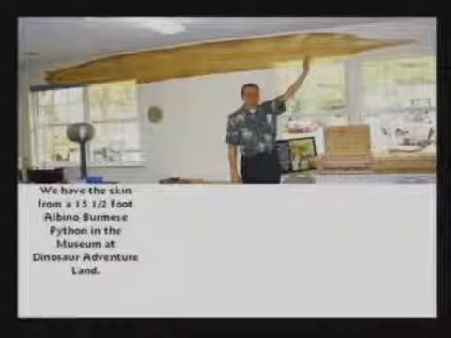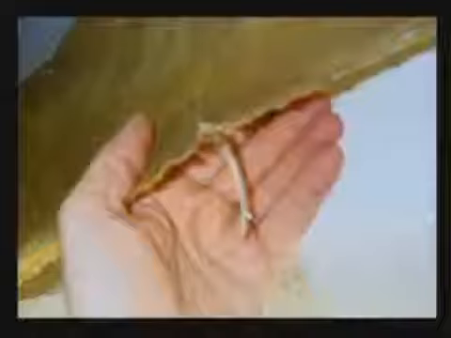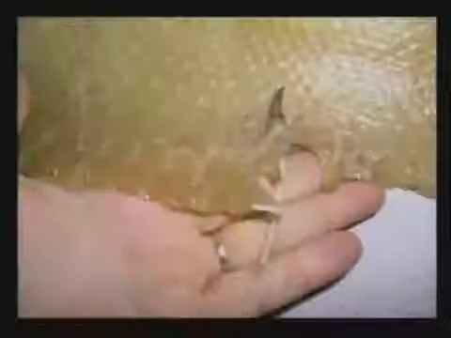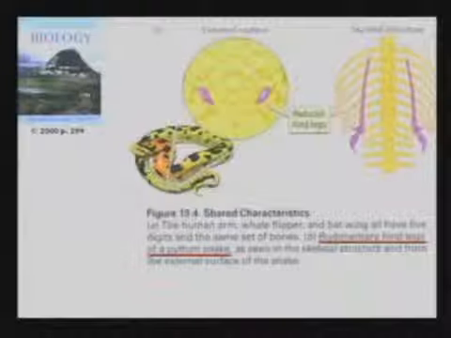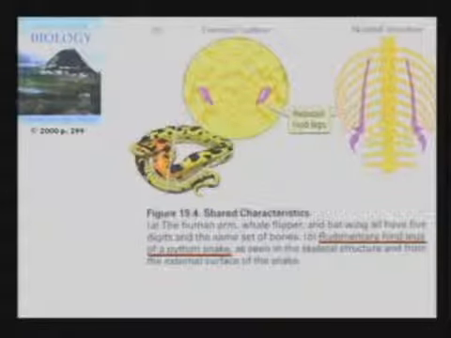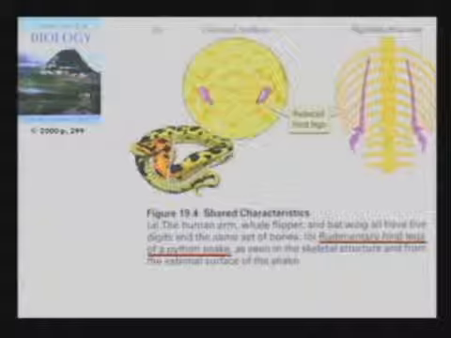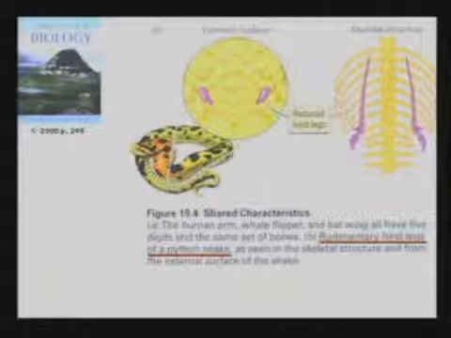I have a 15 and a half foot python snake skin in my museum. If you look down at the south end of that snake, you will see it has two little claws attached to two little tiny bones going up inside the snake's body. The textbook says, boys and girls, these are rudimentary hind legs of a python snake. Reduced hind legs. There we go. This is simply a lie, okay?